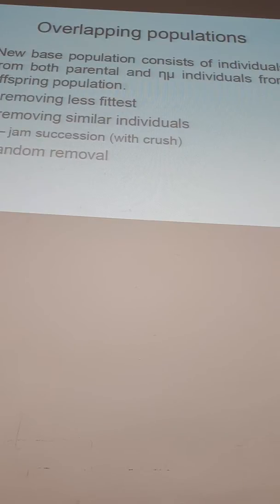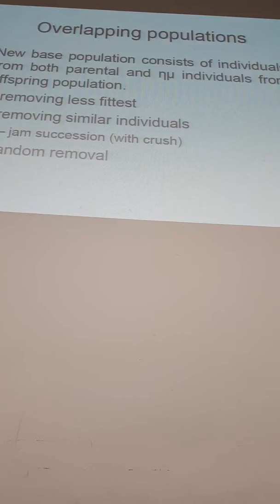A wide class of selection methods is called overlapping population. I don't know why overlapping, but it is based on mixing individuals from both parental and offspring population. Maybe because somebody said that the populations in this way overlap, but it's not overlapping in fact, because it's a stochastic process. So we can create an offspring population and draw some individuals from the parental.